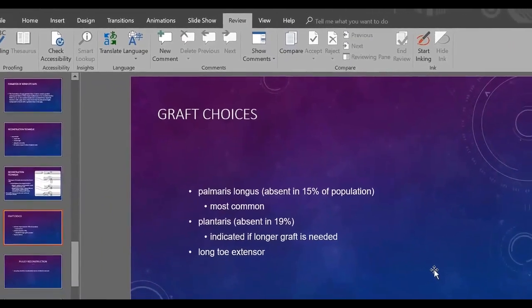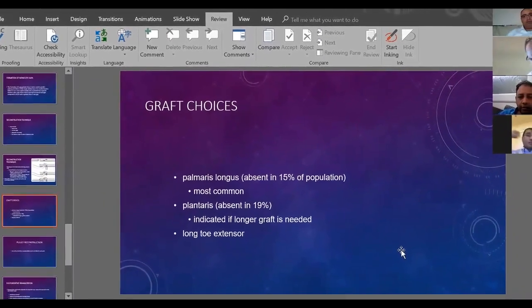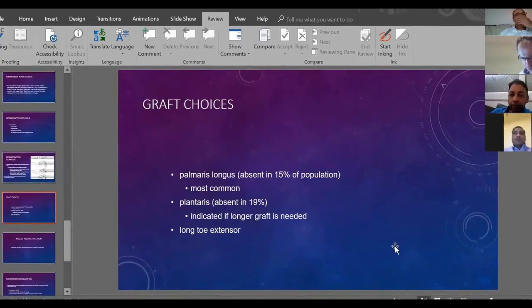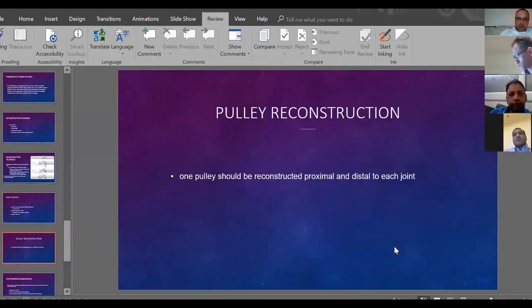So for the reconstruction, graft choices are, you can use the palmaris longus, although palmaris longus is absent in 15% of the cases. You can use plantaris if a longer graft is needed, and you can use the long toe extensors. Pulley reconstruction is very important, as I mentioned in one of my earlier slides. At least one pulley should be reconstructed proximal and distal to each joint.